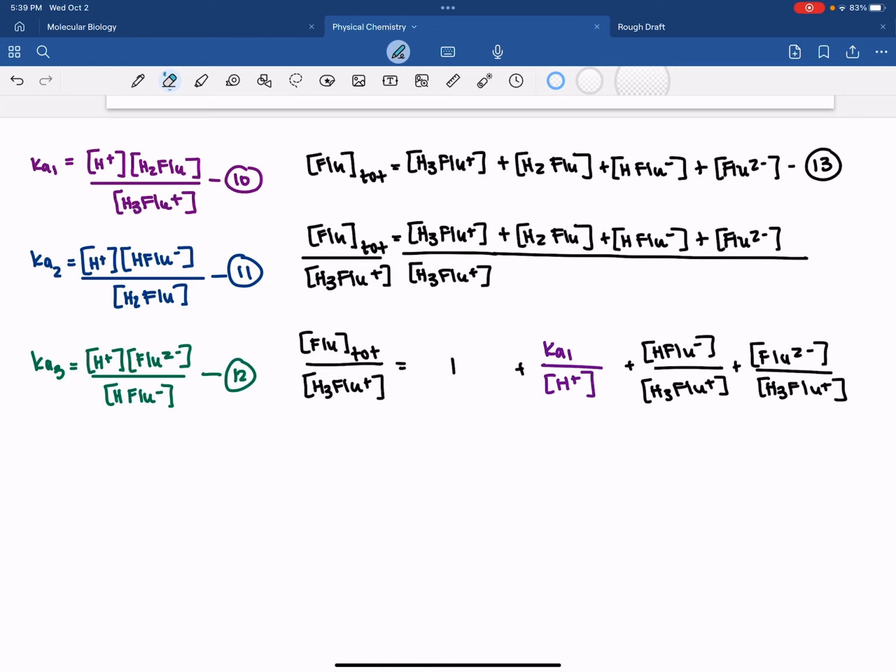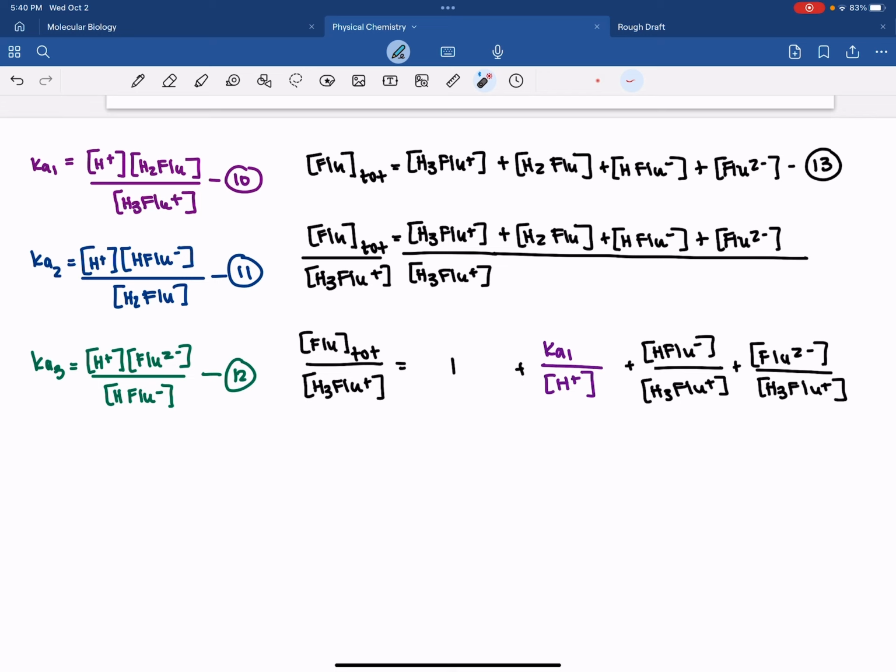So now we're on to the second part, which is HFlu- over H3Flu+. And obviously we don't have an equation that matches this with any of these, but we do have a Flu- here. And we know that this denominator H2Flu can connect to the missing denominator that we want.